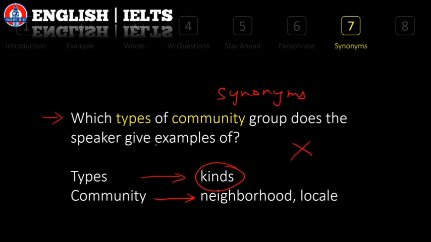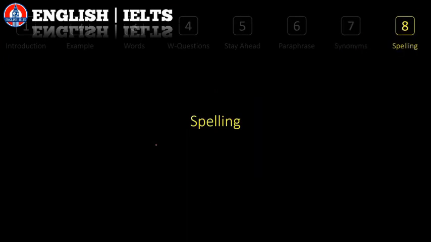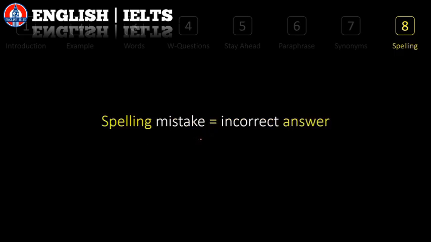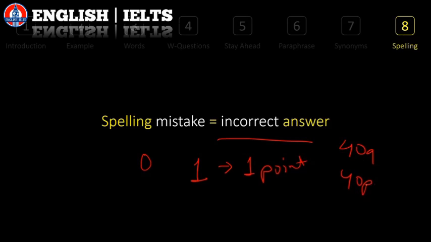Right? Good. The last but not the least are the spellings. If you have spelling mistakes in an answer, it's definitely incorrect. Of course, incorrect answer, that means no score. So you get 0 in that question. And in listening, 1 correct answer, you get 1 point. And do you remember how many points we have in total? 40 questions, hence 40 points, right?